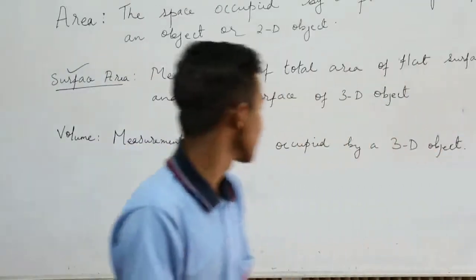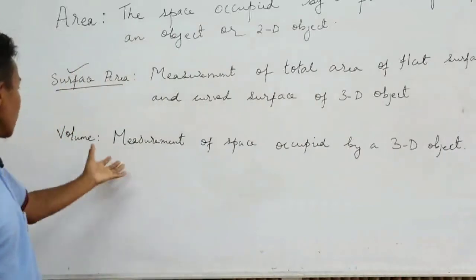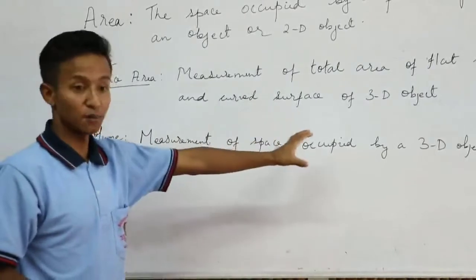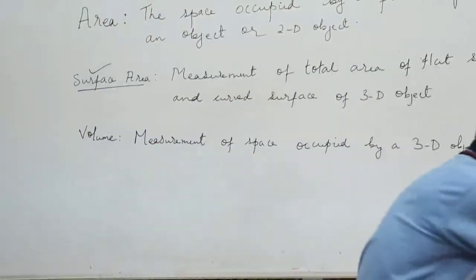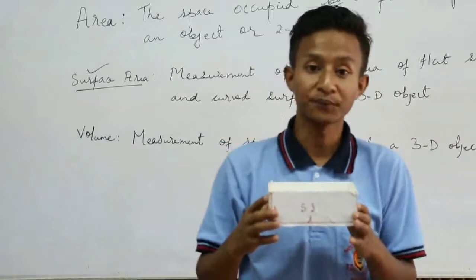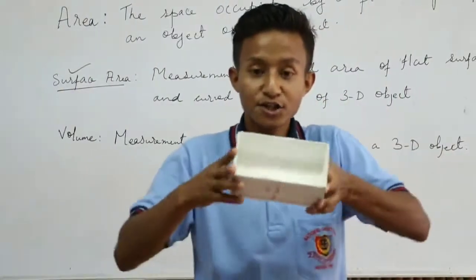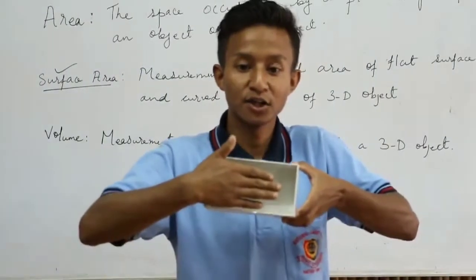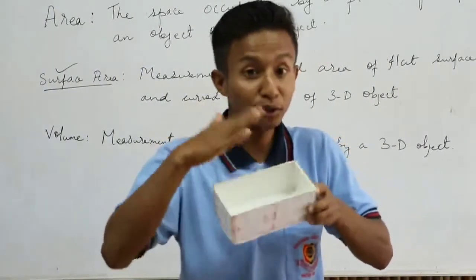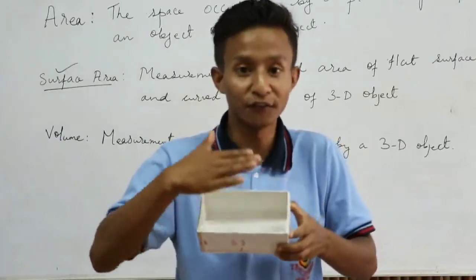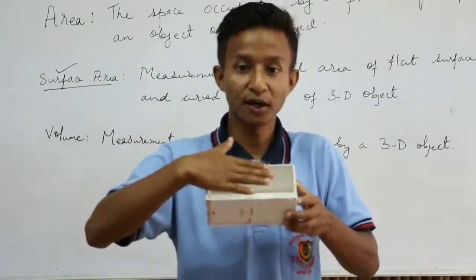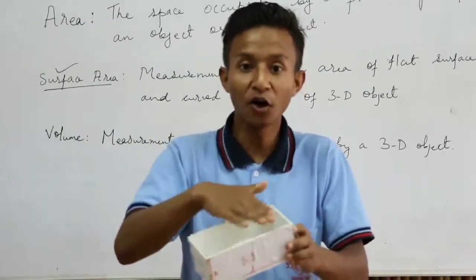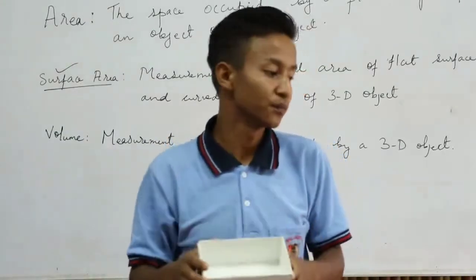So next, volume. Volume is a measurement of the space occupied by an object. So once again, with the help of a cuboid, this is a cuboid. As you can see, inside a cuboid it has a space, right? So we don't know the volume of this cuboid unless we fill something in it until it's fully occupied. So that is the volume.